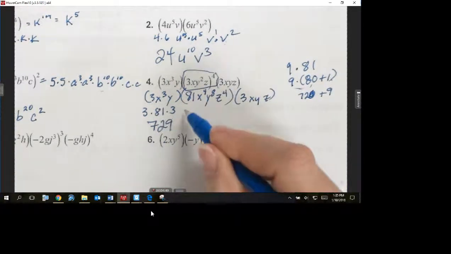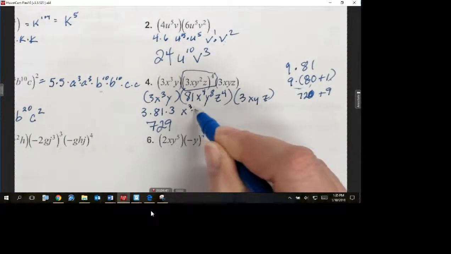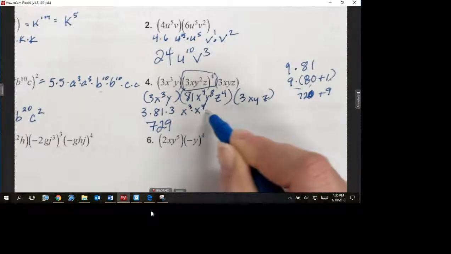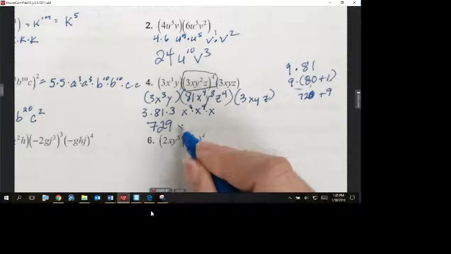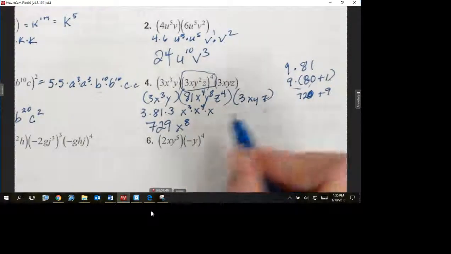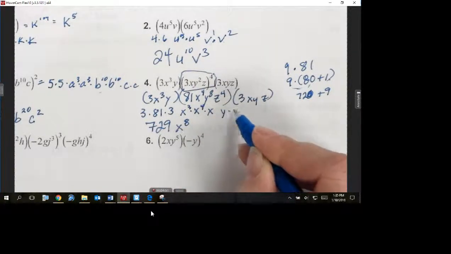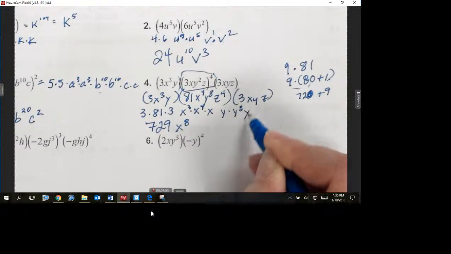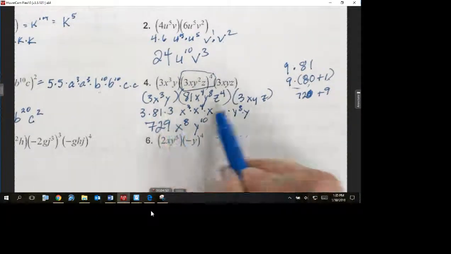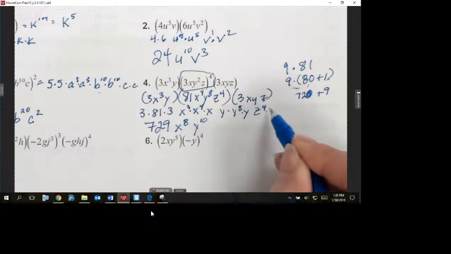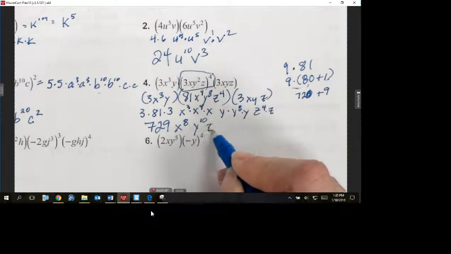Alright, then we've got x cubed, we've got x to the 4th, and we have another x. So I've got same bases, add my exponents, I get x to the 8th. I've got a y times a y to the 8th, and another y. So I've got y to the 10th. And then I have z to the 4th times another z. So z to the 5th.